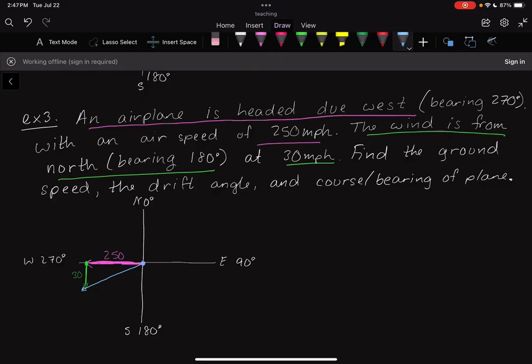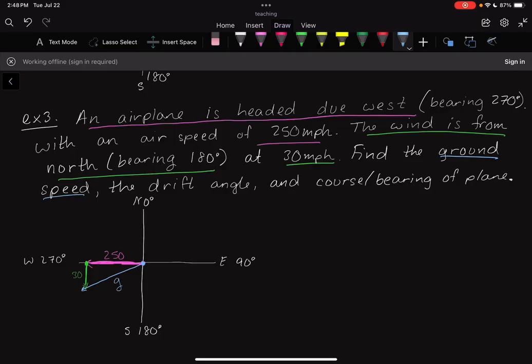So this blue line that I just drew, that's where the plane is actually going because the wind is pushing it down. And so there's a few things that we'll find here. I want to know how fast does the plane actually go? Because it's trying to go 250 miles per hour, but it's being pushed by the wind. So it's actually going to either go slower or faster than that. We'll see. So that's the ground speed.